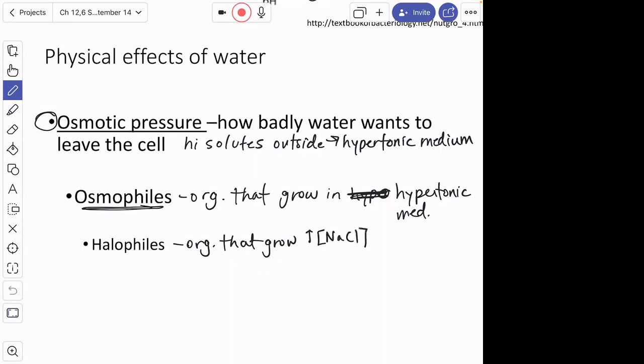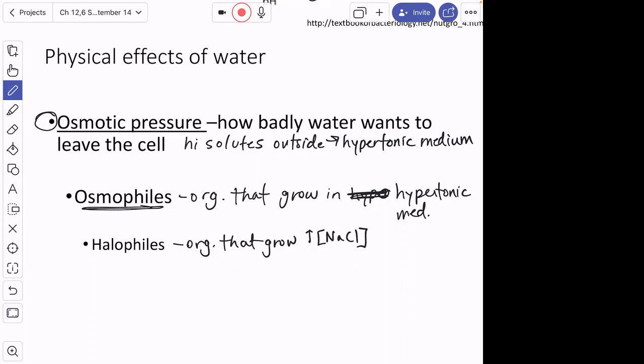All right, so when I put the brackets around something, that means concentration of. Okay, so again, these are pretty extreme organisms that would grow optimally in high salt concentration. Not just like ocean water, which is about 3% salt and is hypertonic compared to the cell. I'm talking about places like the Great Salt Lake, where salinity gets up to like 22%, or the Dead Sea, places like that. Those are where true halophiles are going to grow.